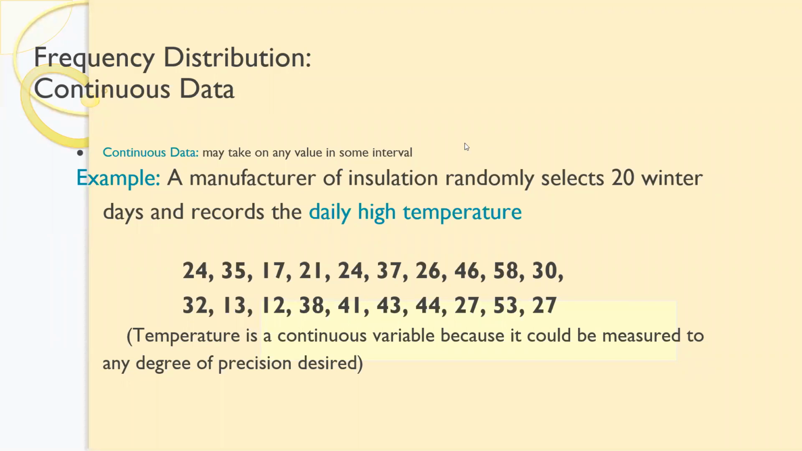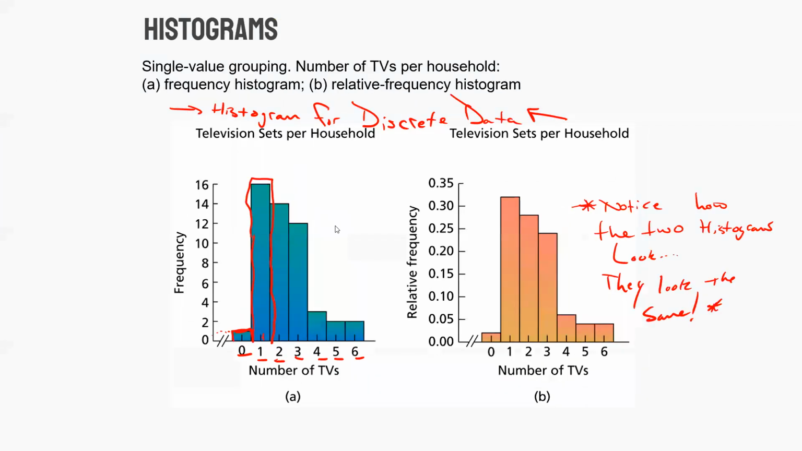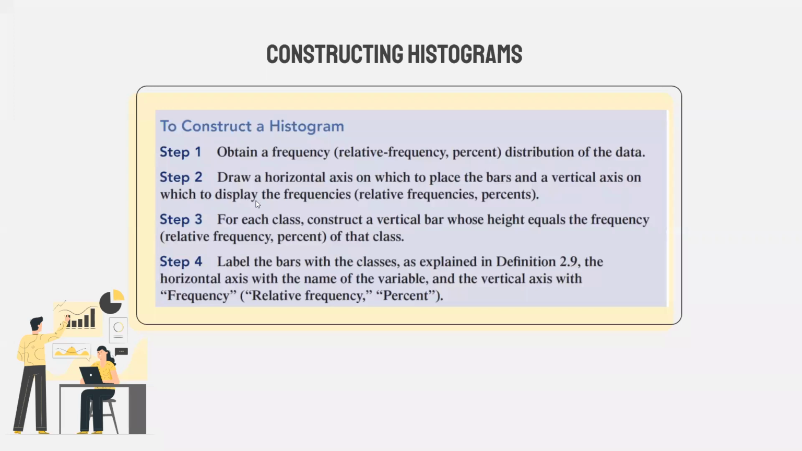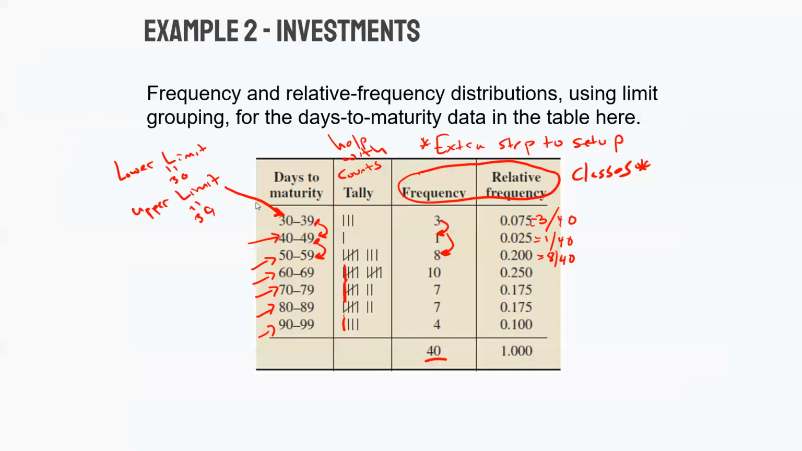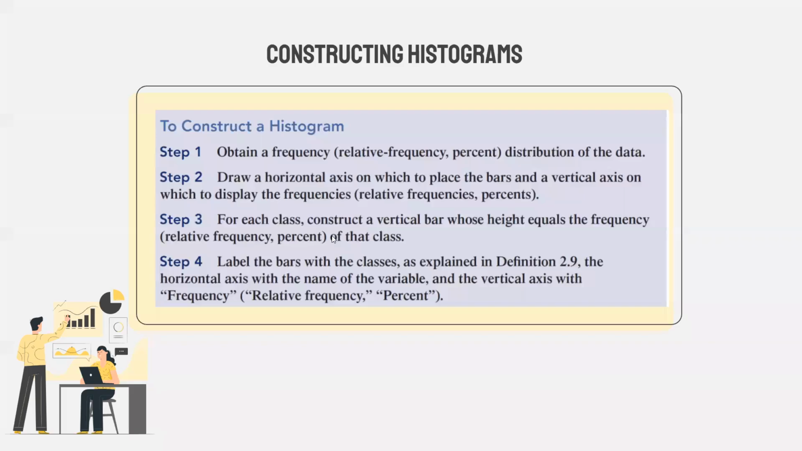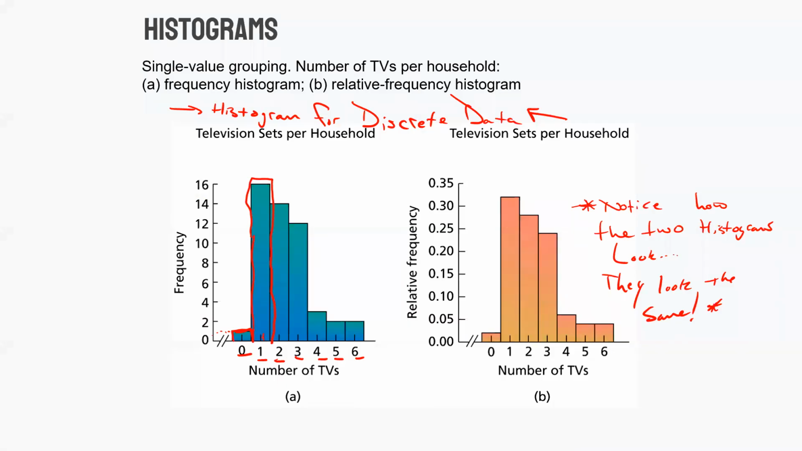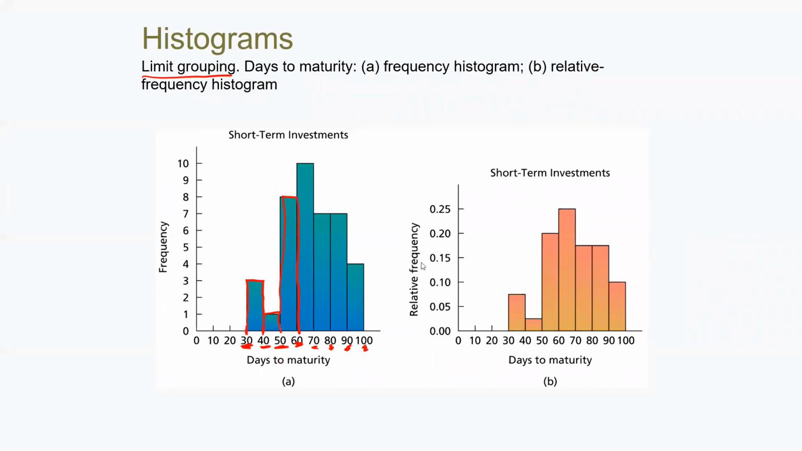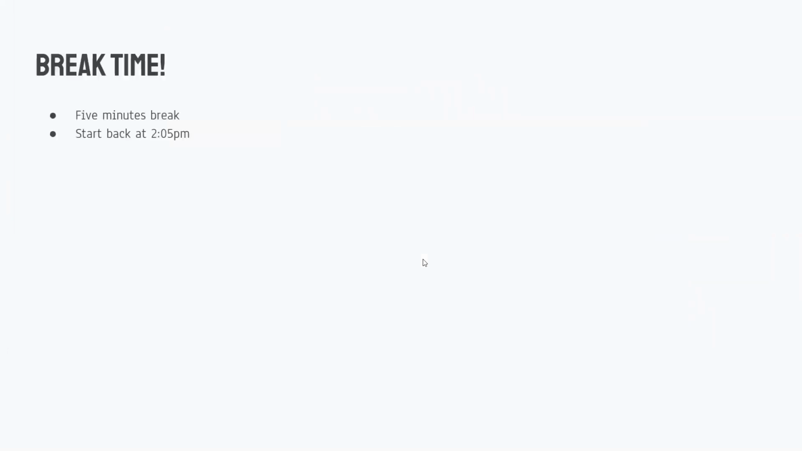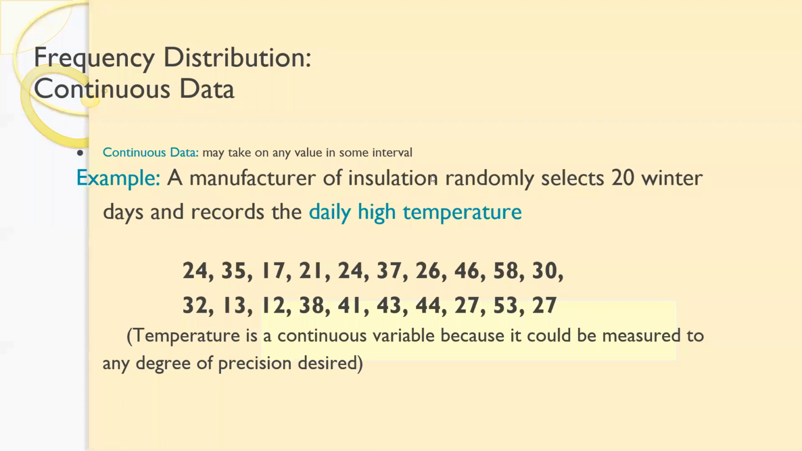All right, I went through this pretty quick, this whole limit grouping and constructing a histogram. So what I want to do now is do one by hand so you can see it in practice. A lot of times, if the definitions in this class are confusing, as soon as you do an example, it's pretty straightforward, okay?